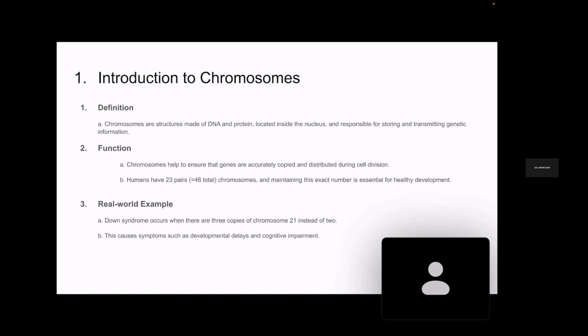The example is Down syndrome. Down syndrome occurs when there are 3 copies of chromosome 21 instead of 2. This causes symptoms such as developmental delays and cognitive impairments.